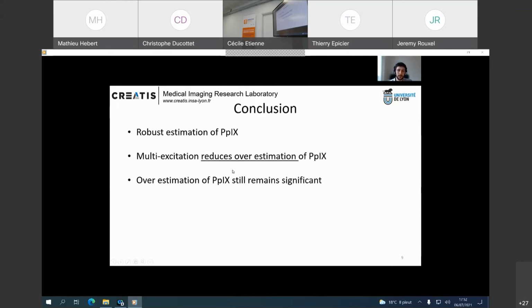This new approach reduces overestimation of PpIX, but because of other measurement noises and non-consideration of added parasitic parts in models, we currently focus on a more complete multi-excitation wavelength model to even more robustly estimate PpIX.